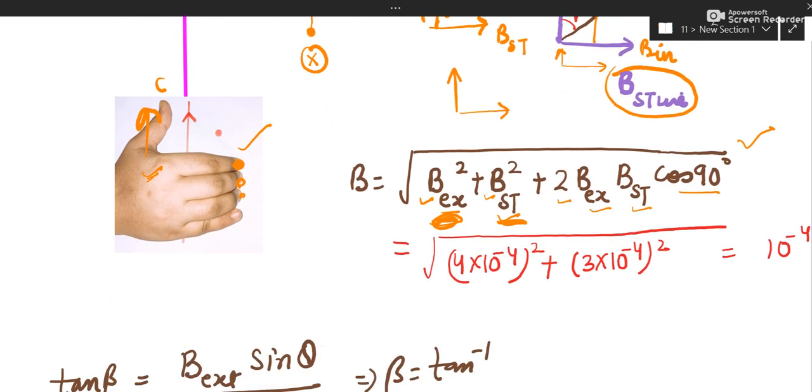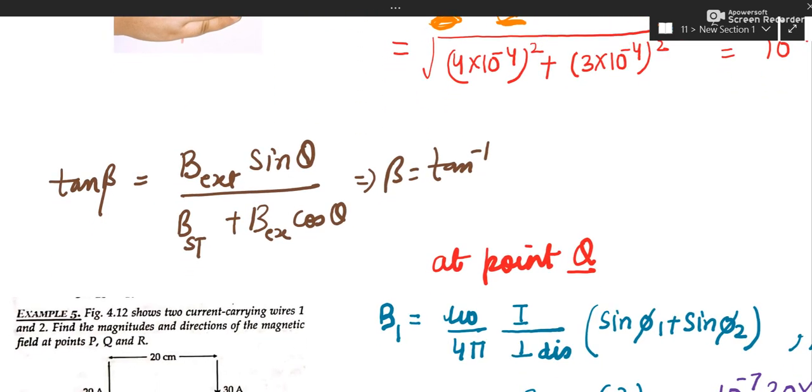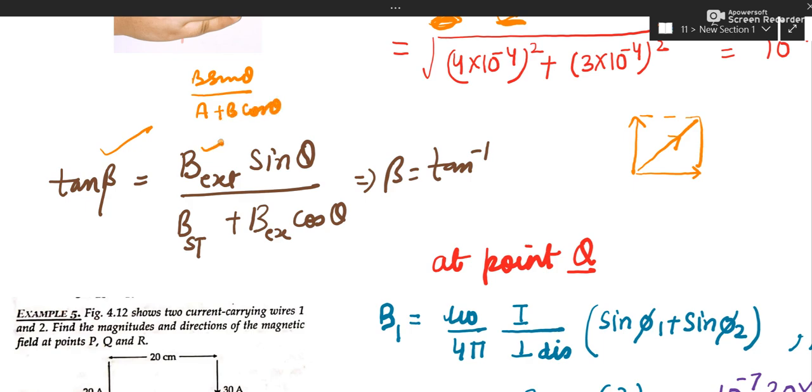And now we have done parallelogram's law in class 11th, that if two vectors are acting at some angle, we'll close the parallelogram. The net magnetic field will be along the diagonal, and the direction is given by the formula of tangent beta. If you remember, what used to be the formula of tangent beta? B sine theta divided by A plus B cos theta. So anyone can be A, like B external is B, and the other is A. All the numbers you have, this is 90 and this is 90, so substitute and find out tangent beta.